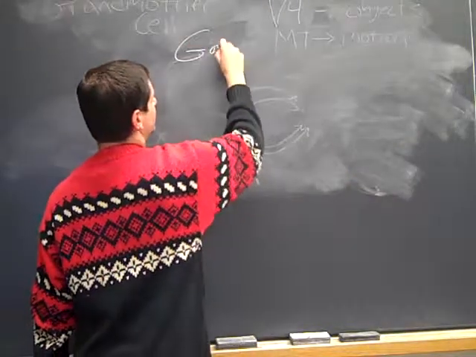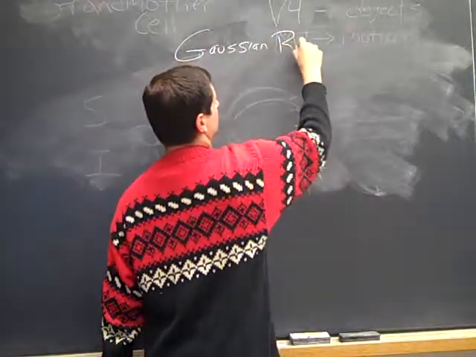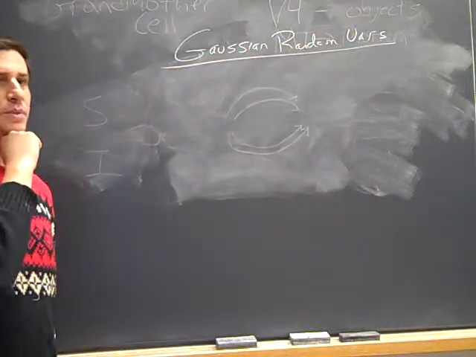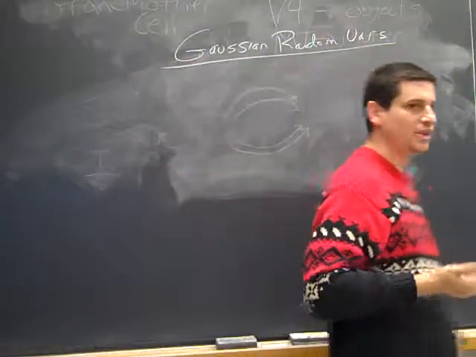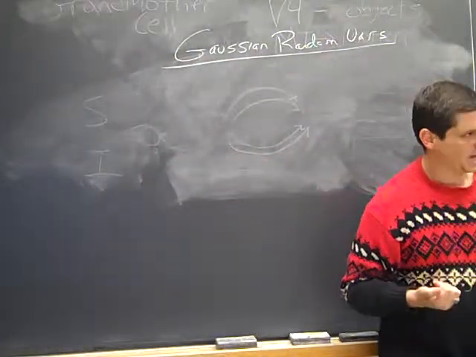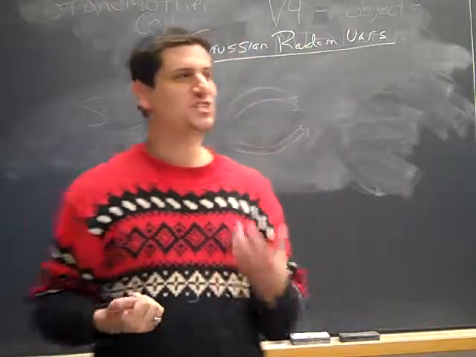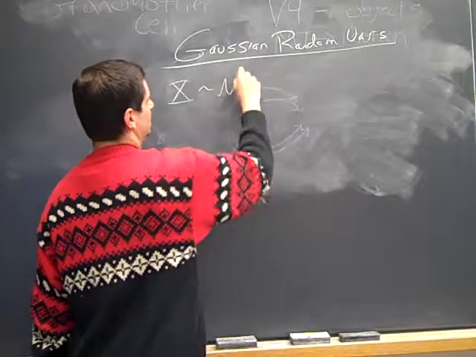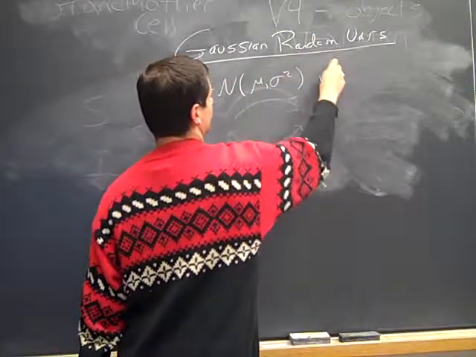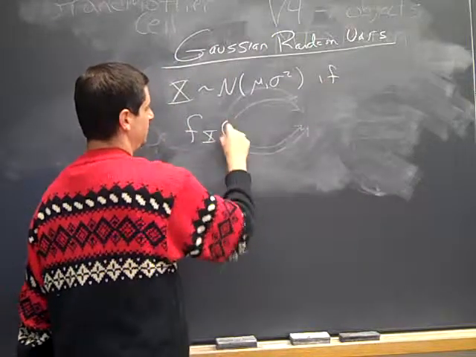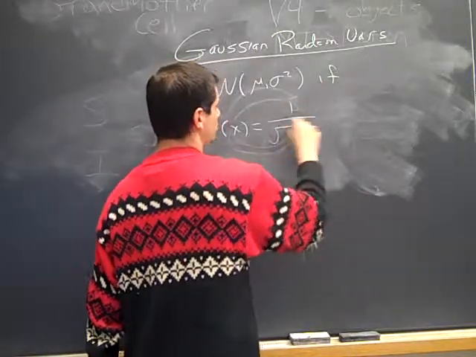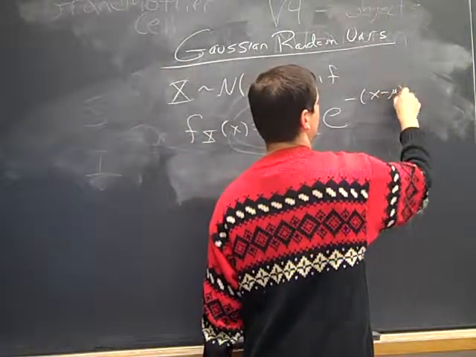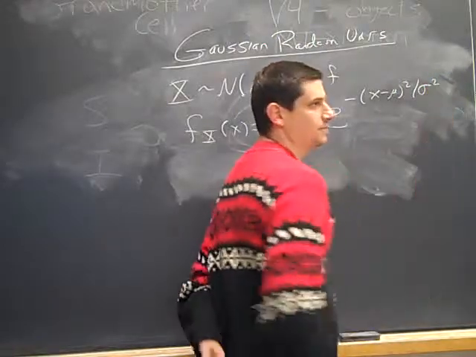So what I want to start off with is Gaussian random variables. You often call them the bell curve as well, or the normal distribution. As a rule of thumb, the more names something has, the more important it is. There's at least 3 different names for this distribution. All right? So we say X is N(mu, sigma squared) if its density function is 1 over the square root of 2 pi sigma squared, e to the negative (x minus mu) squared over sigma squared.